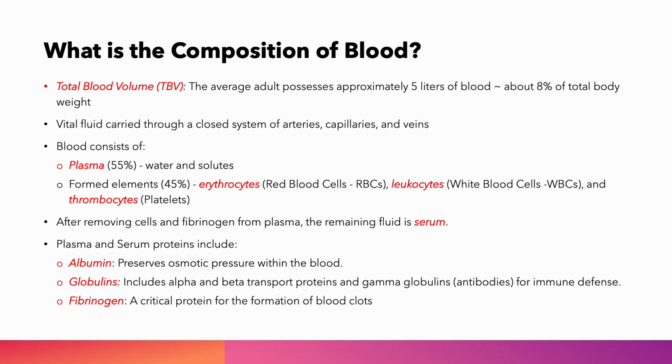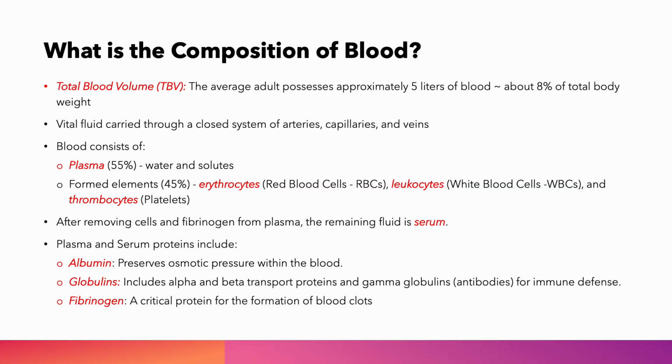The average adult has about 5 liters of blood, which makes up approximately 8% of the body weight. Blood consists of plasma and formed elements. Plasma makes up about 55% of the blood and contains water, electrolytes, proteins, nutrients, and waste products. Formed elements make up about 45% and include red blood cells, white blood cells, and platelets.